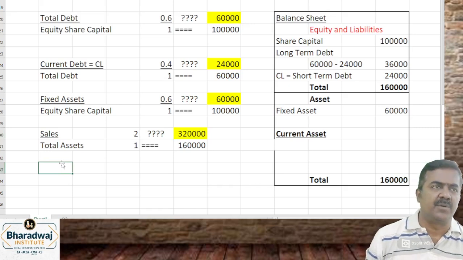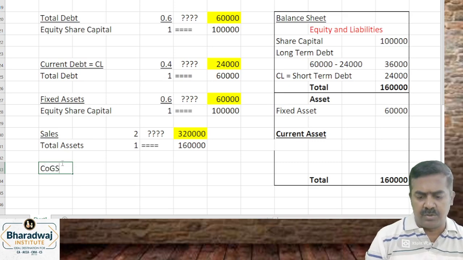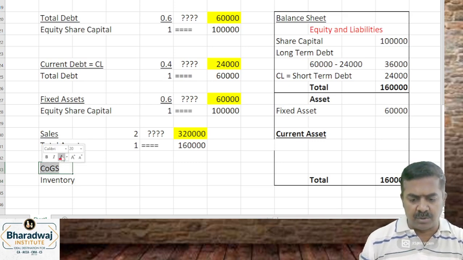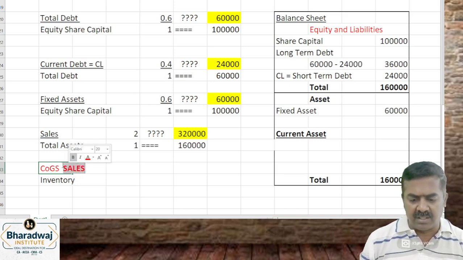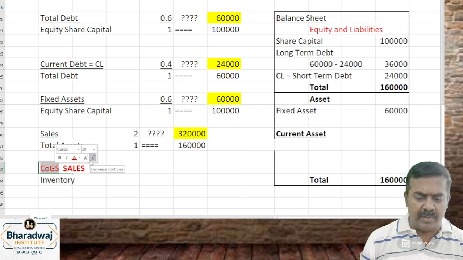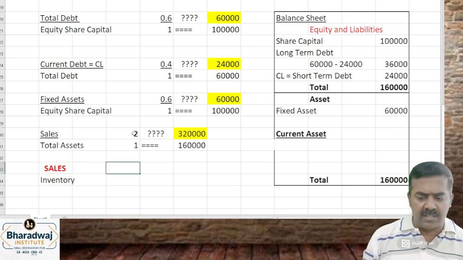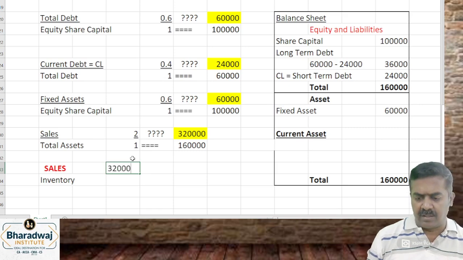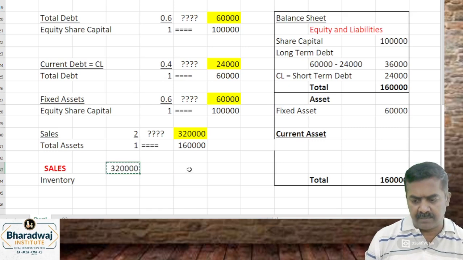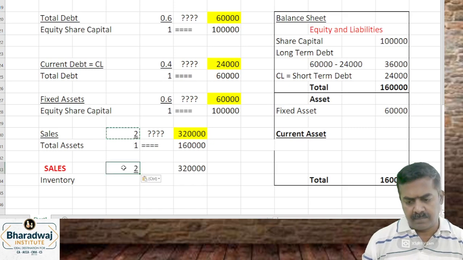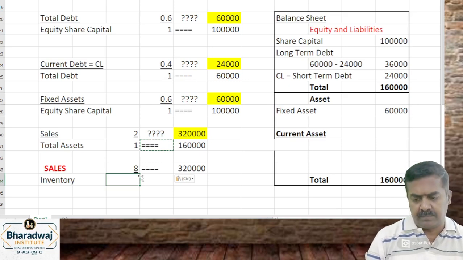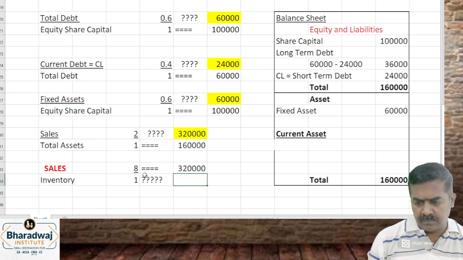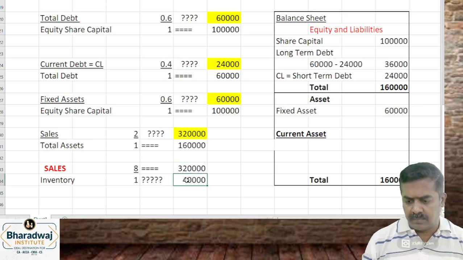Then what is the formula for inventory turnover? Cost of goods sold divided by average inventory or average stock. The cost of goods sold is not available, since no cost of goods sold or gross profit margin is given. So we take sales. What is the turnover? 3,20,000. How many times is given? 8. If this is 8, inventory is how much? Inventory is 40,000.